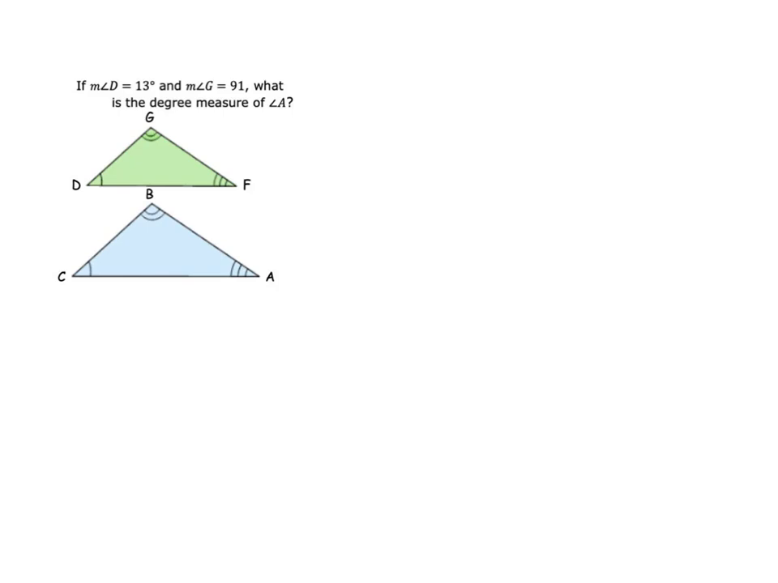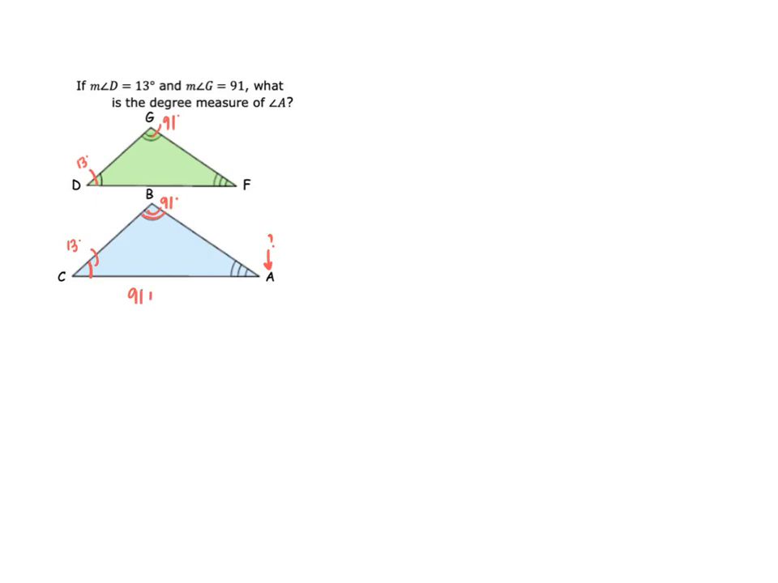Again, we have two similar triangles here with some angle information. So we know angle D is 13 degrees, we know G is 91, and we're looking for the measure of angle A. We don't know this one. Now again, we have these little angle markers, so that lets me know that angle D and C are congruent. So this is also 13 degrees. B and G both have two angle lines here, which means angle B is 91 degrees. And then that gives us two of our three angle measures, so we're now able to solve A.